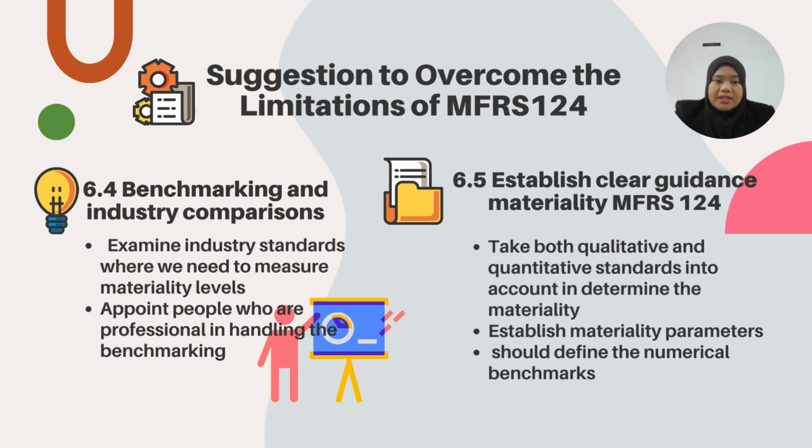Last but not least is to establish clear guidance on materiality in MFRS 124 to be consistent, transparent, and effective in financial reporting. Materiality must be clearly defined. In accounting, materiality is a crucial notion that aids companies in assessing the importance of information for the users. The standard should take both qualitative and quantitative aspects into account when determining materiality. Although numeric guidelines are supplied by quantitative thresholds, qualitative factors such as the type of related party transaction must also be considered. The rules for related party disclosure are outlined in MFRS 124 and Bursa Malaysia listing guidelines, which apply to all publicly traded firms.